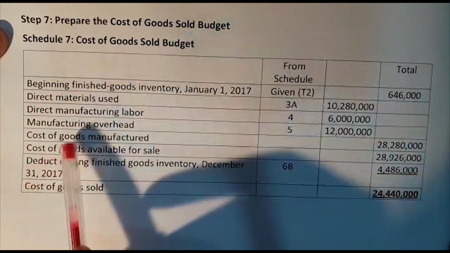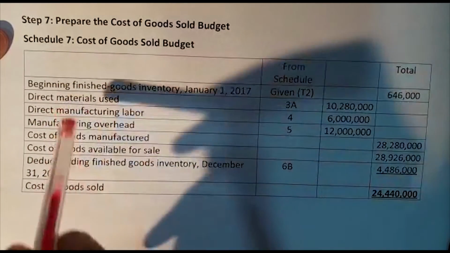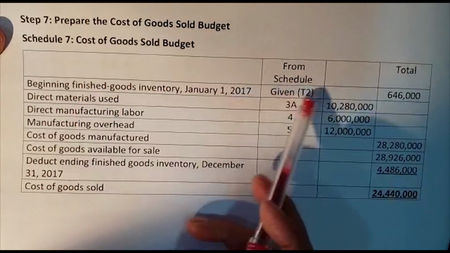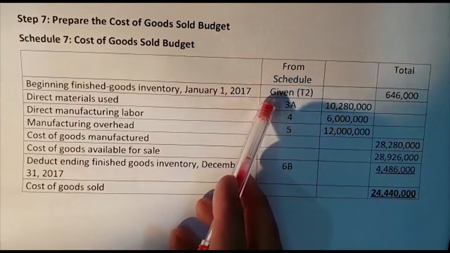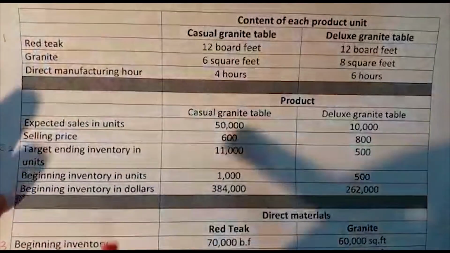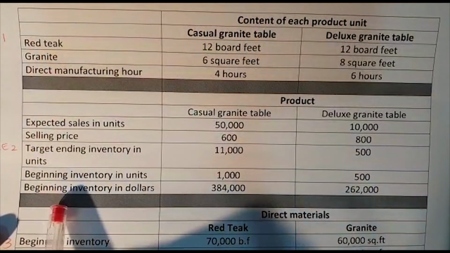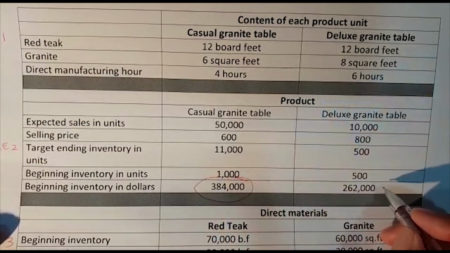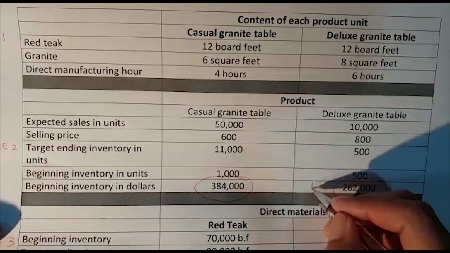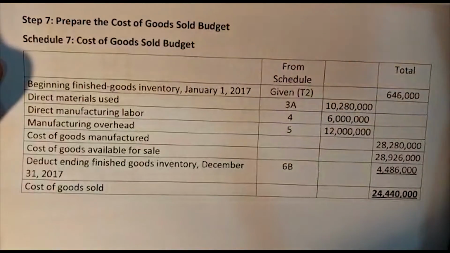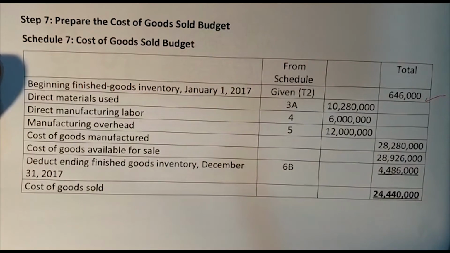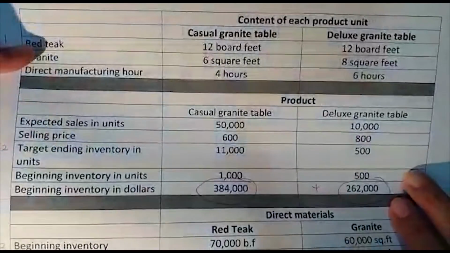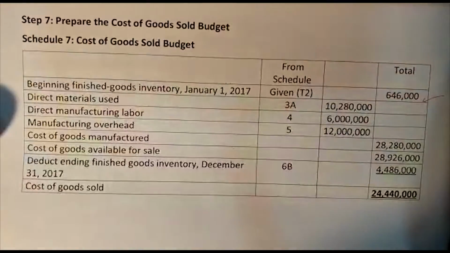Now we look at the items one by one. As for beginning finished good inventory, January 1, 2017, no big deal. This information is actually given to us in table 2. You go to table 2, and we can see here the beginning inventories in dollars. They are 384,000 and 262,000, and if you add both of them, you get this figure. That is the total figure for beginning finished good inventory in dollars, as in the information in table 2.